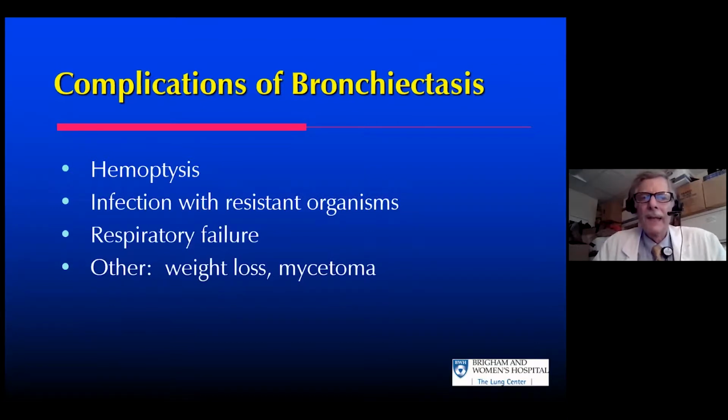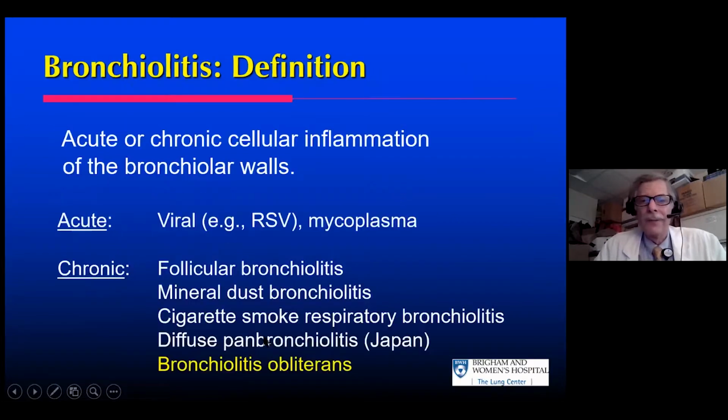And this leads us to our last topic, bronchiolitis, the other obstructive lung disease, focusing on small airway obstruction. And you're certainly familiar with acute bronchiolitis, particularly in children, right? Viral or mycoplasma induced. But chronic airflow obstruction from chronic cellular inflammation of the bronchioles can be follicular, as seen in collagen vascular disease, can be mineral dust bronchiolitis in the coal miner, can be cigarette smoke respiratory bronchiolitis, the early manifestation of lung pathology in cigarette smokers, airway pathology.